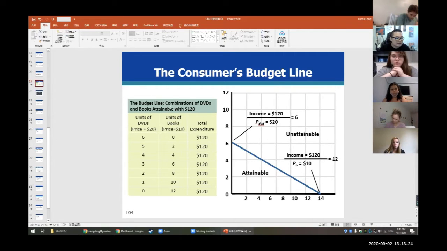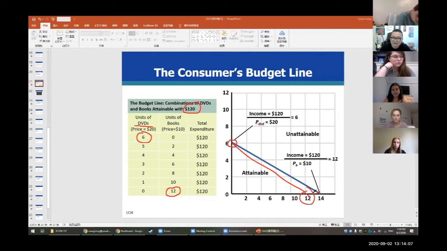So for example, in this example, you only have $120. You want to buy either DVDs or books. The DVD costs $20 each and the books cost $10 each. If you use all of your $120 to buy DVDs only, you can buy 6. And if you use all of your $120 to buy books, you can buy 12. So these are the two intercepts right here. You can either buy 6 DVDs or 12 books. Sorry, this should be the axis like this, and this must be 12 books.